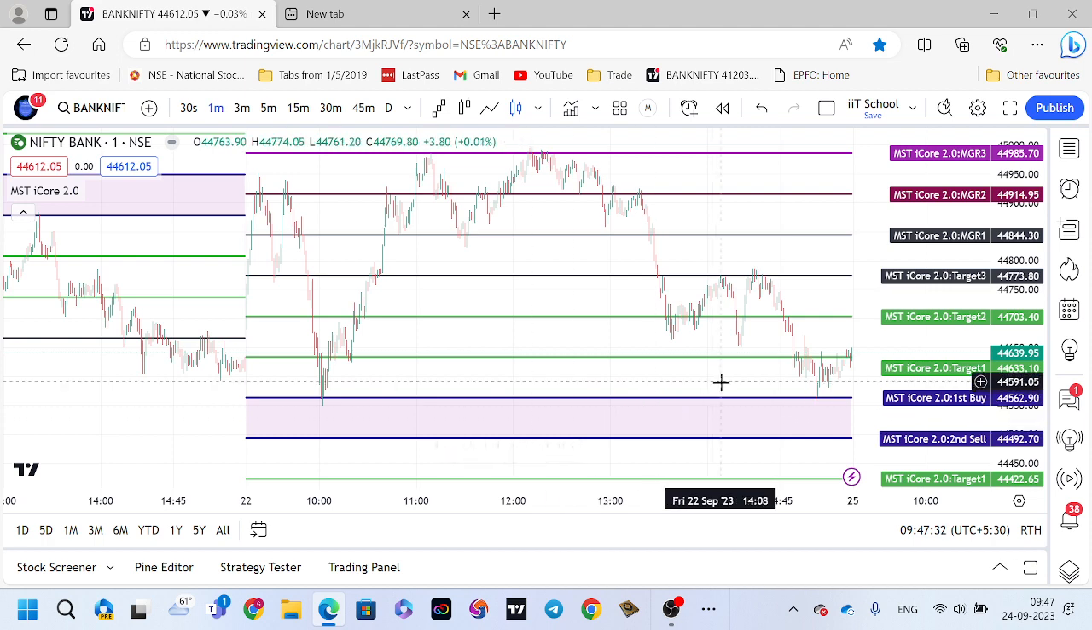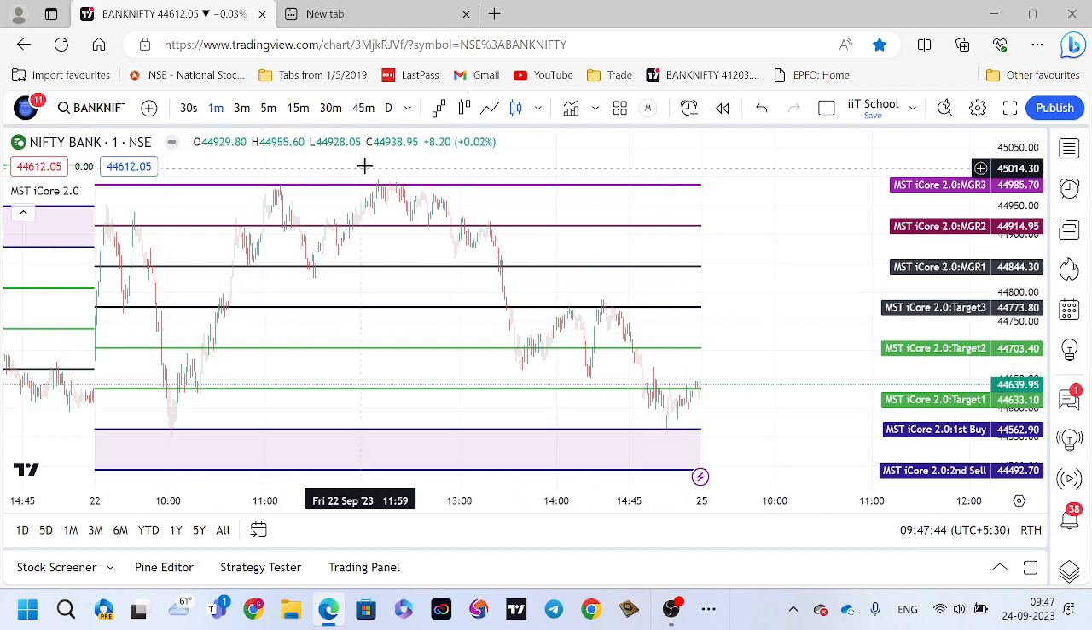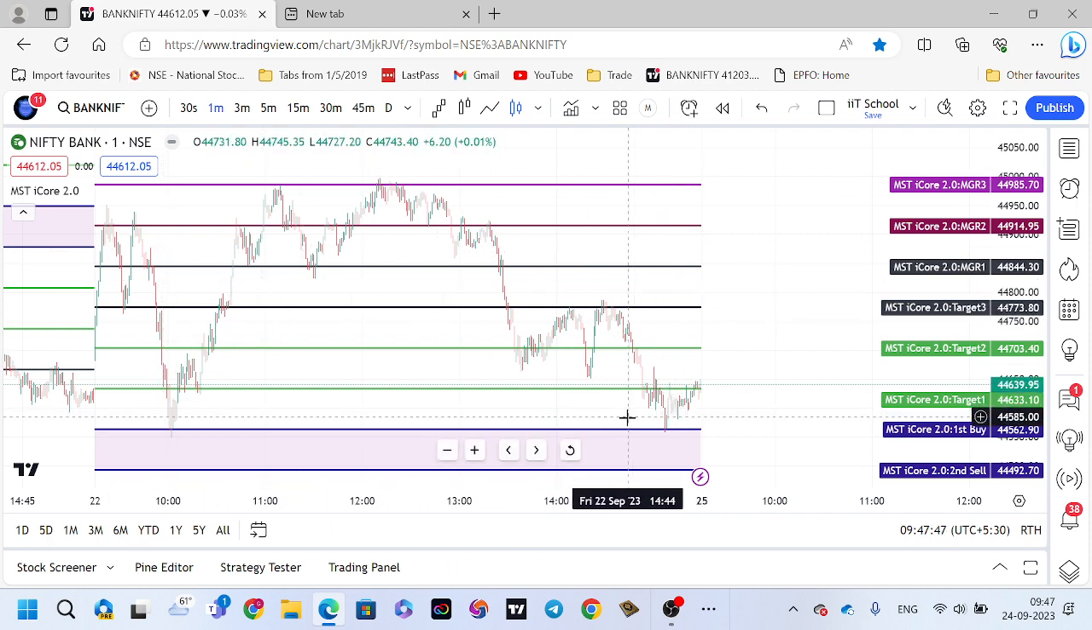See, though the market was very volatile, see the performance of our indicator. Perfectly it has taken the starting point to ending point. So this is why we say point to point traveling, right?